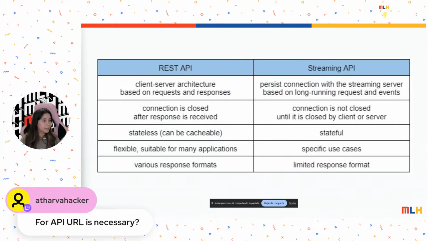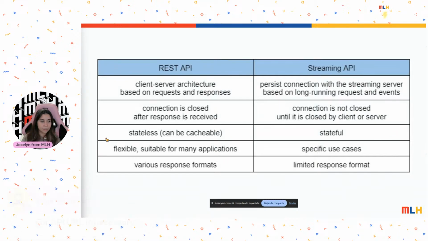For REST API, a URL is necessary. That is called an API endpoint, which we will be seeing in a very little while. So this is a nice table that we have in here. We get client-server architecture, which is what we saw in the example of Remy and Ratatouille and that stuff. And for the REST API, we have different features.